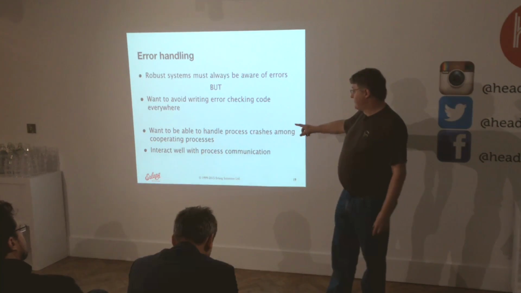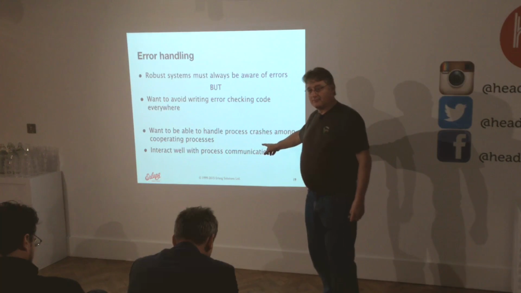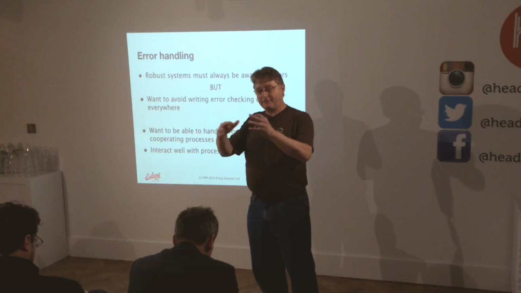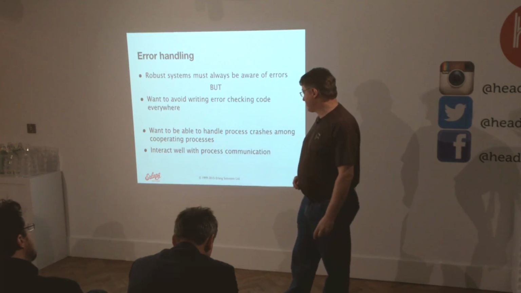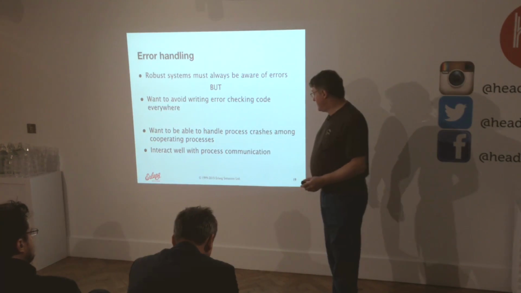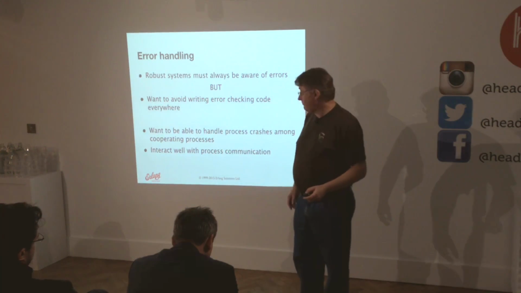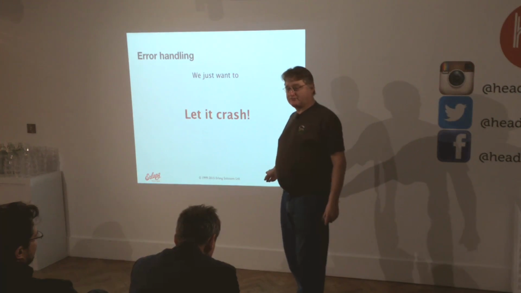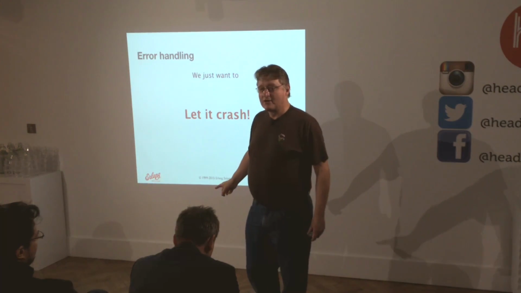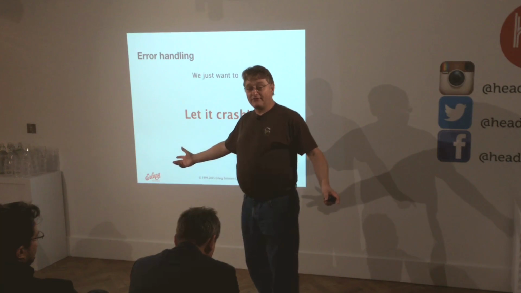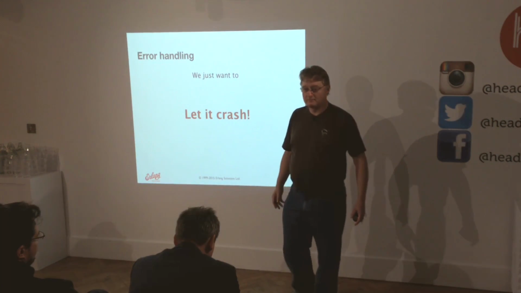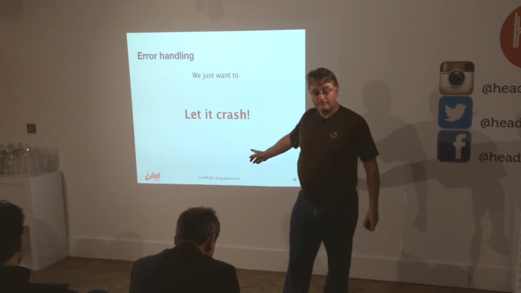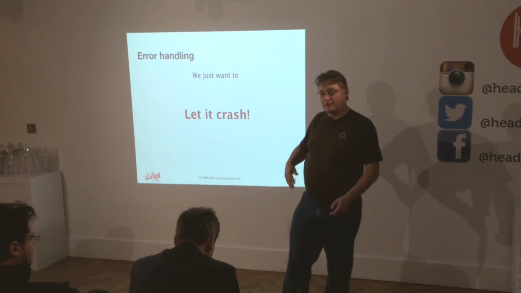We want to be able to handle processes crashing among cooperating processes. So typically we have a number of processes working together doing something. If one of them crashes, the others have to be able to manage that in a good way, right? And we want to interact well with the process communication. So what we want to do is just let things crash. That's the whole base of the Erlang let it crash philosophy. If something goes wrong in a process, crash the process and let someone else clean up after you. And strangely enough, it works. So that was our goal. And of course, you have to design your system to be able to do that.